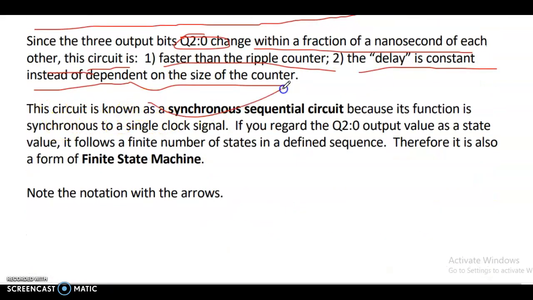The circuit is known as a synchronous sequential circuit because its function is synchronous to a clock signal.